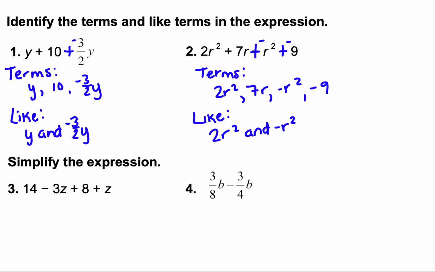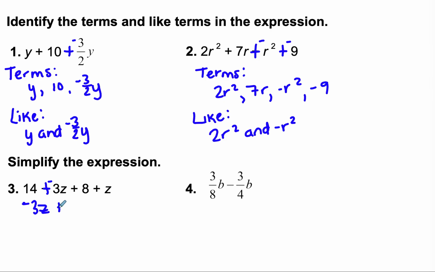All right, let's take a look at our next one. So simplify the expression. I have 14 minus 3z plus 8 plus z. So boom, change to addition. Boom, change the sign. I'm now going to change the order here. So I'm going to use commutative property. I generally like to put my variables first, but it doesn't matter.